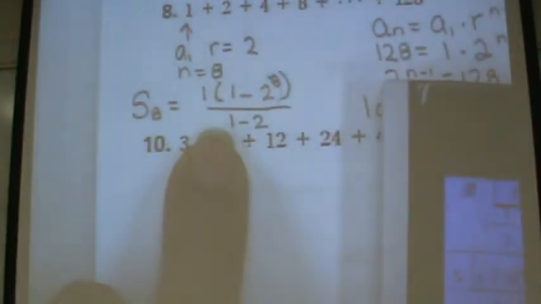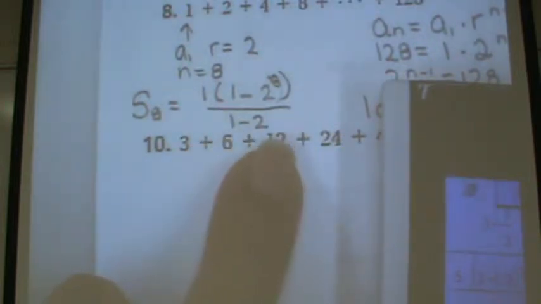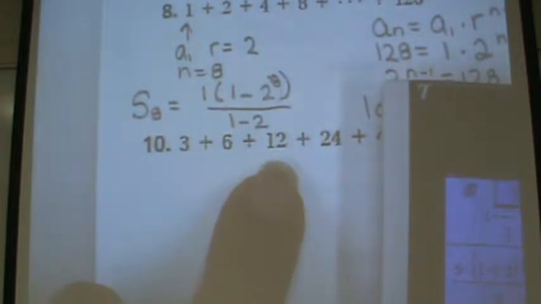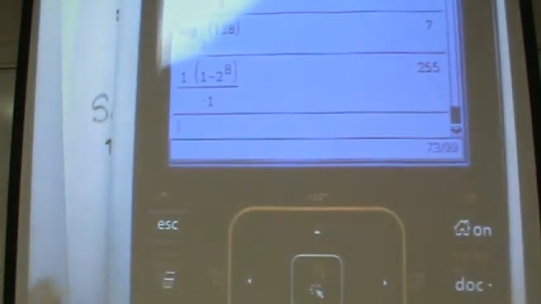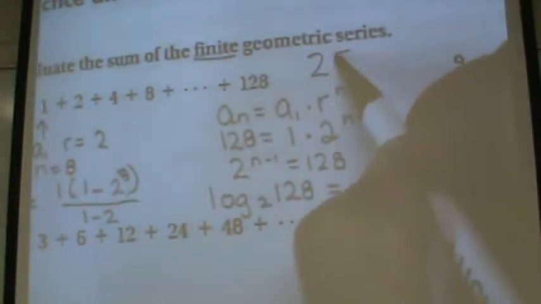So, what do you have? 1 minus 2 to the 8th power, and then you divide that by negative 1. What'd you get? 255. Me too. 255. So the answer to this one is 255.